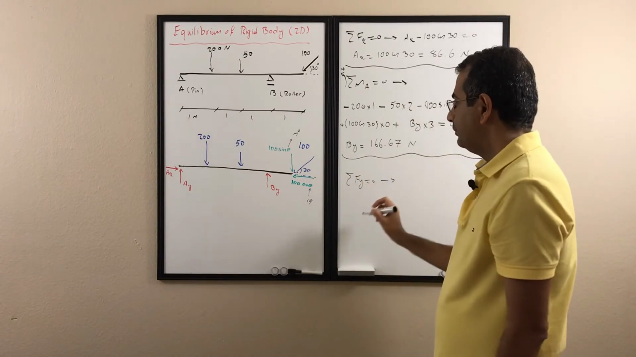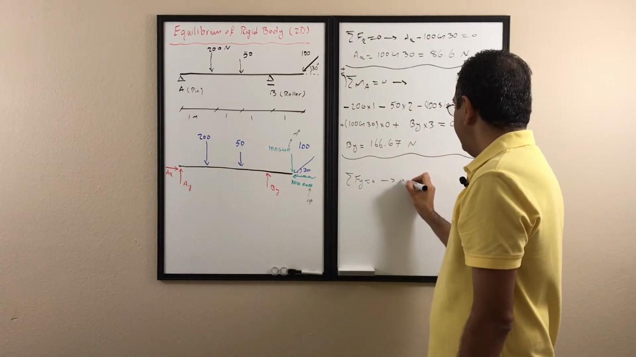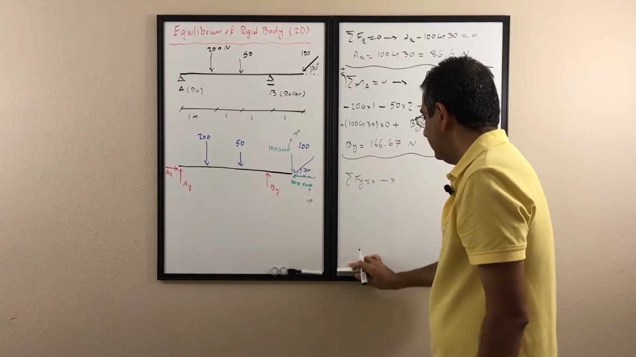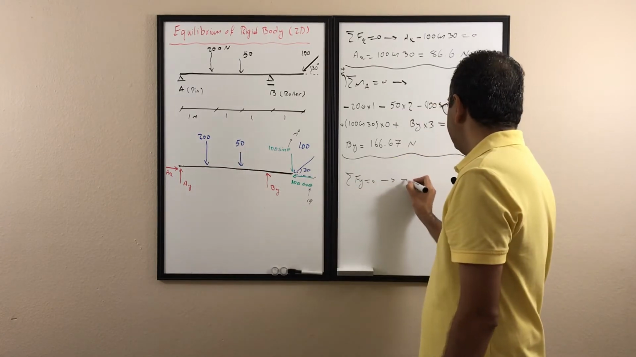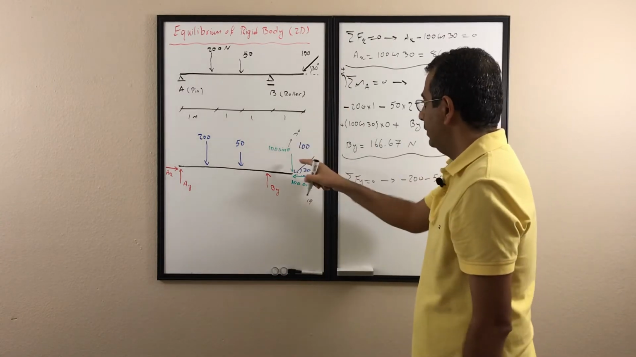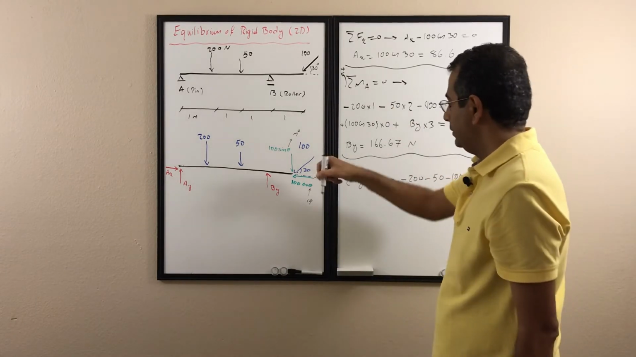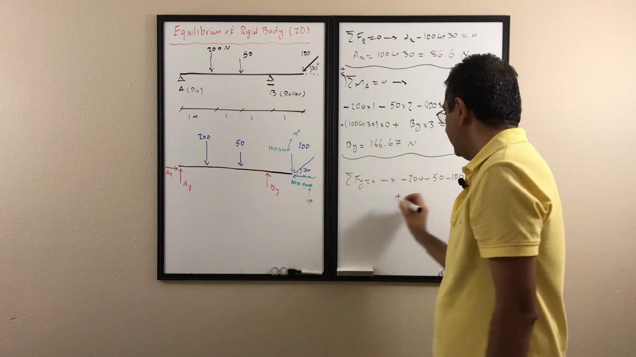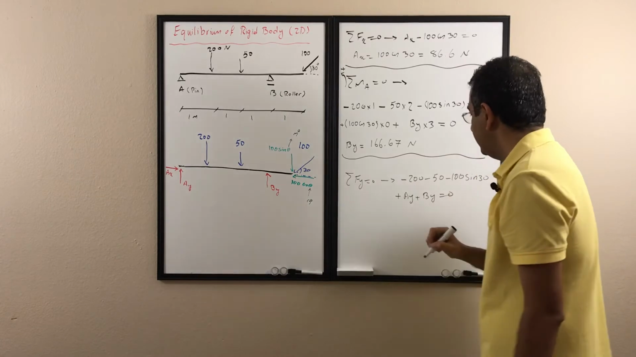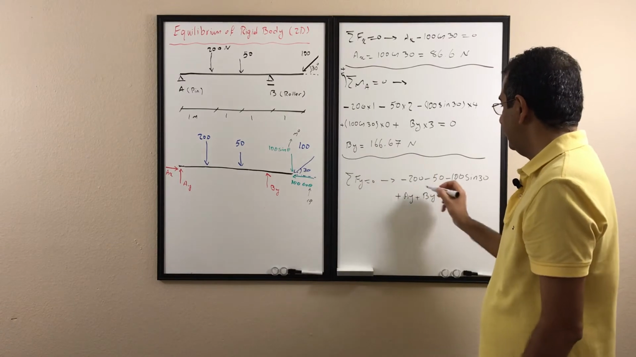So if I write sigma Fy is 0, I start from that end. First I add all the external forces. It's going to be negative 200 because it's pushing down, negative 50, also pushing down, negative 100 sine 30, which is also pushing down, plus AY, plus BY, equals 0. We don't have any other forces, and here we already know the value of BY. We know it from up there.